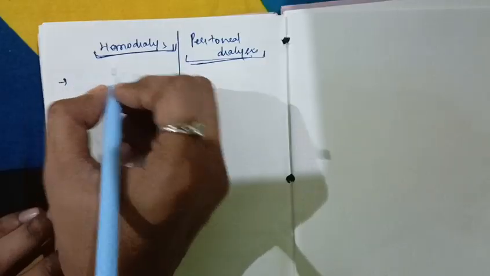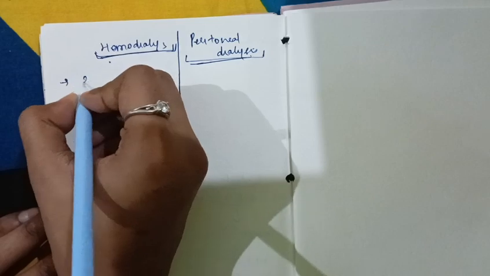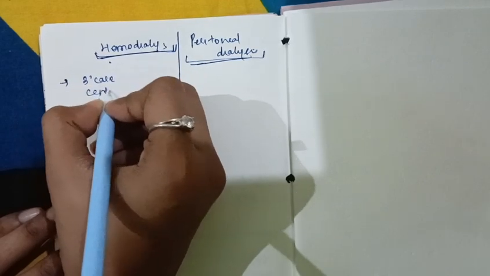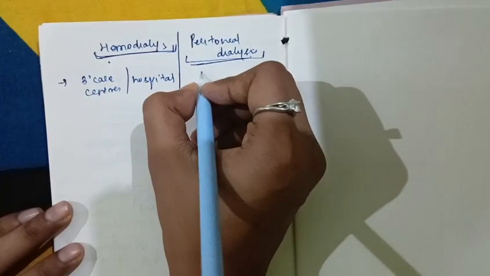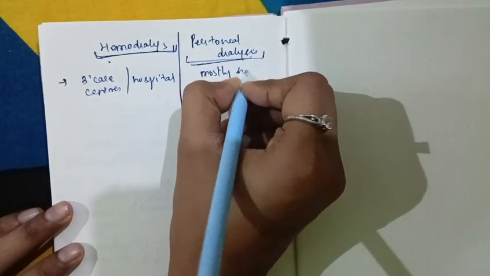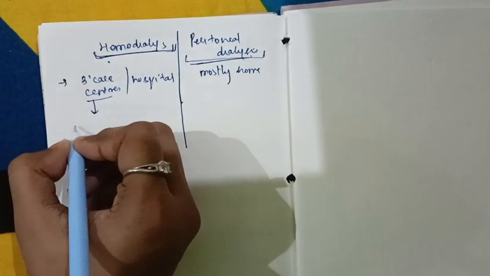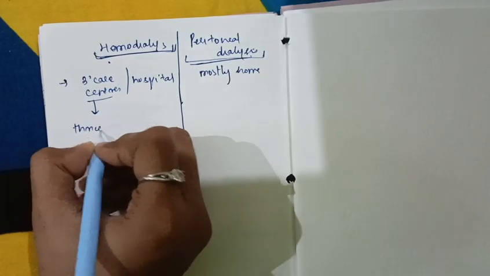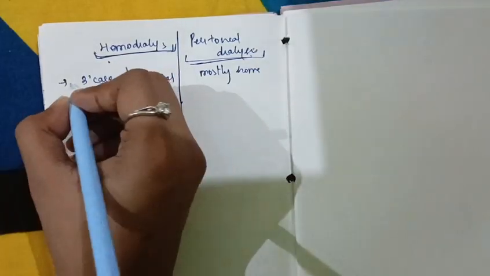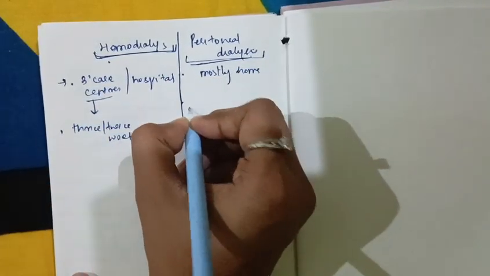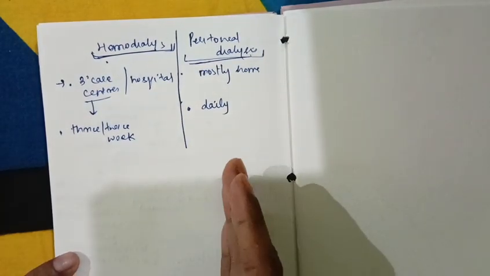Now the difference between hemodialysis and peritoneal dialysis. Hemodialysis is done, as I told you, in tertiary care centers or hospitals. Very rarely it is done at home, but peritoneal dialysis is mostly done at home. As hemodialysis is done in a center, it can't be done daily, so it is done thrice or twice a week, as the blood should be cleared every 2 to 3 days. Peritoneal dialysis is done daily, in end stage disease twice or thrice daily.